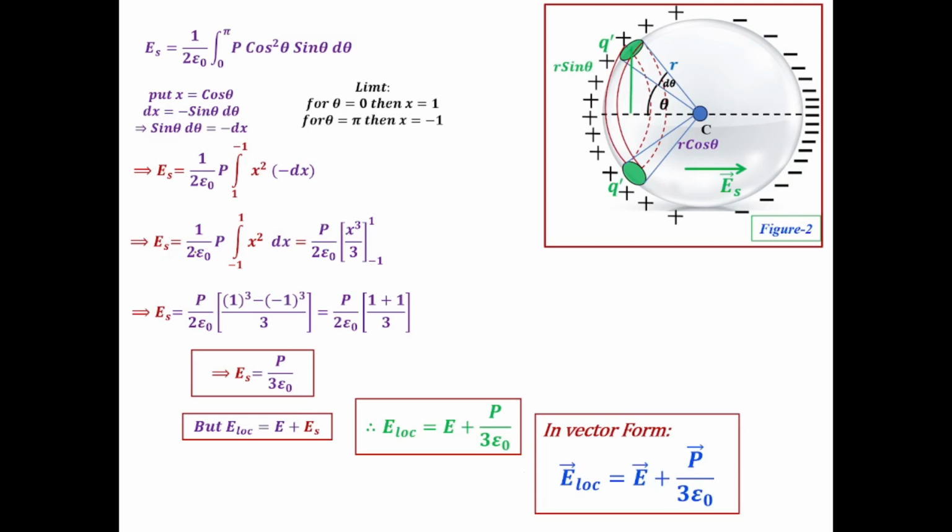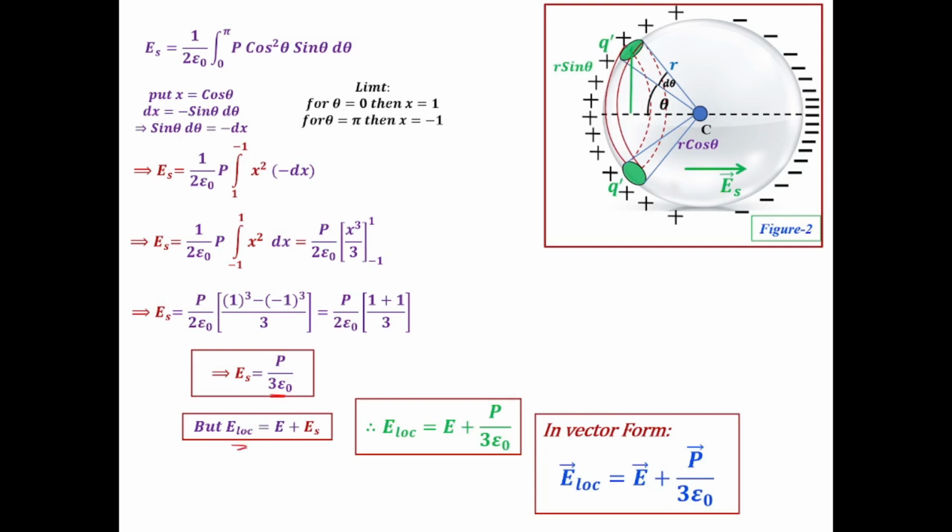So E_S will be 1 by 2 epsilon 0 P, integral from minus 1 to 1 of x square dx. Just integrate it, it will be x cube by 3, and the limit is minus 1 to 1. So you just put the limit and you will find that E_S equals P by 3 epsilon 0. Here P is nothing but the polarization vector magnitude, that is your polarization per unit volume or dipole moment per unit volume. This is most important, you have to remember. This is the induced dipole moments per unit volume inside the dielectric material, divided by 3 epsilon 0.